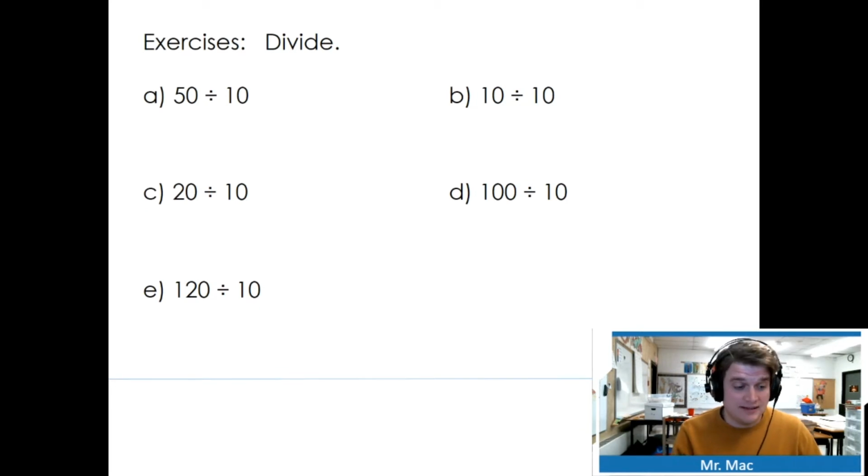Divide 50 by 10. 10, 20, 30, 40, 50. I have 5 tens blocks. Go ahead and finish this page.